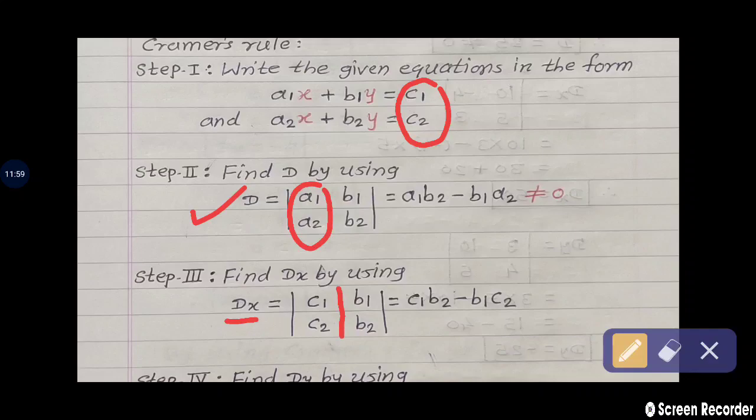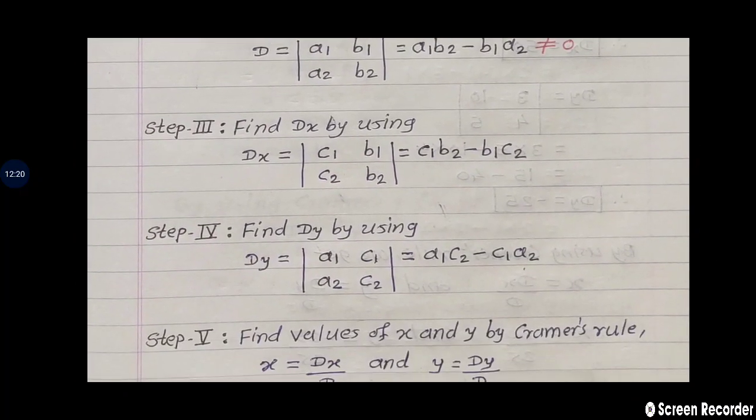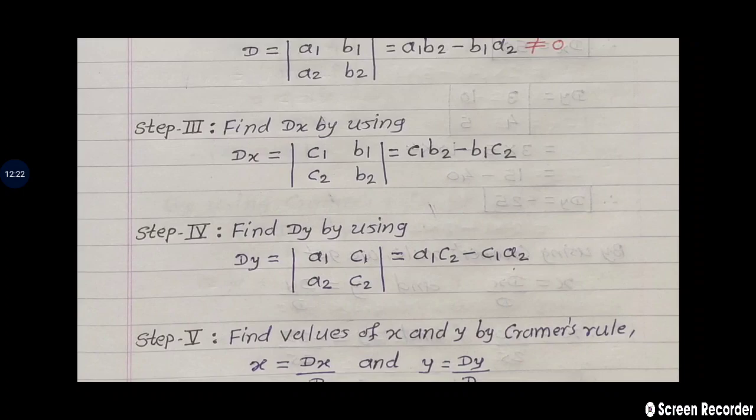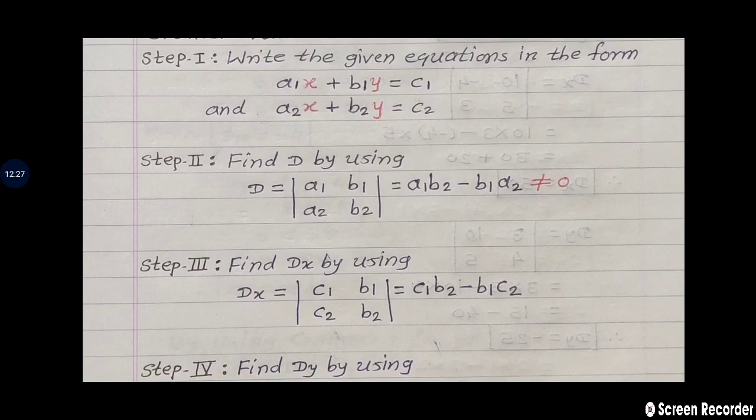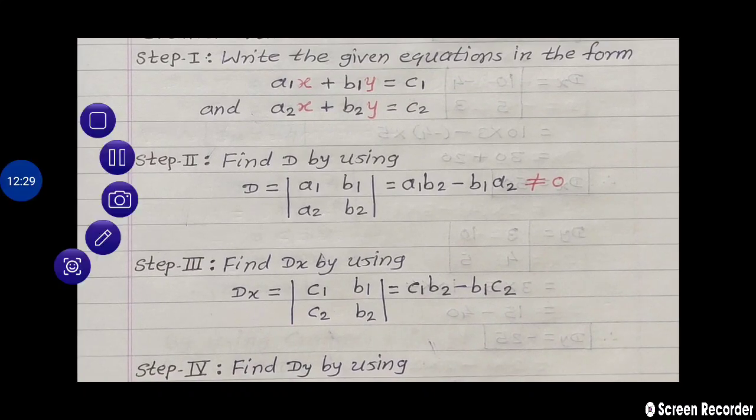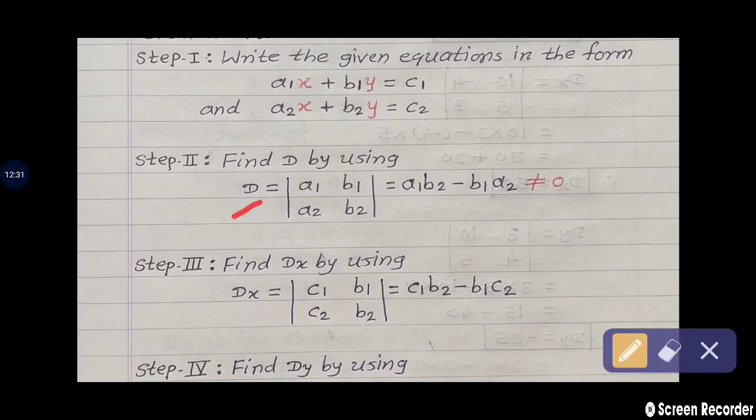Now do the cross multiplication. C1 multiplied by b2, this cross multiplication is the first. Clear? C1 multiplied by b2 minus the second cross multiplication, b1 multiplied by c2. Clear? You are getting one value here in the form of a number. Now in step number 4, we find dy. So what is the change? We are making the correction in this determinant D.